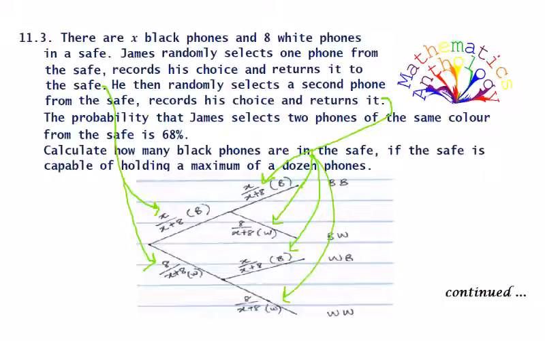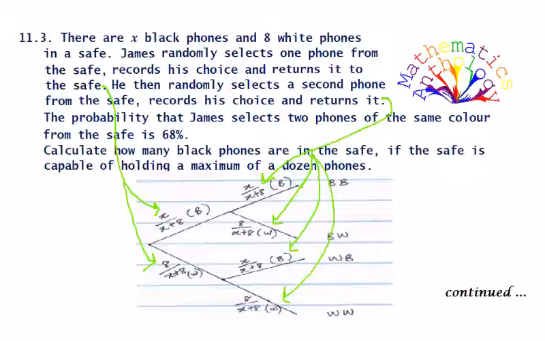Right, so the question wants us to calculate how many black phones are in the safe if the safe is capable of holding a maximum of a dozen phones. But they gave us here a probability that James selects 2 phones of the same color, and that probability is 68%. So if we multiply along each of these 4 lines that we have, the first line we'll have is he picks a black phone and then another black phone. So those 2 are the same color. The second line, if we follow along, he picks a black phone and then a white phone. We don't take that one because it's not the same color.